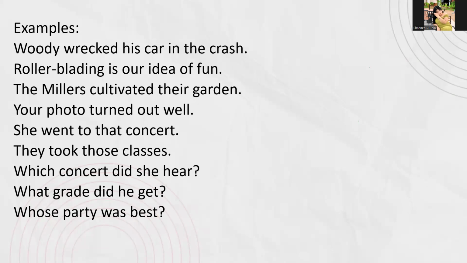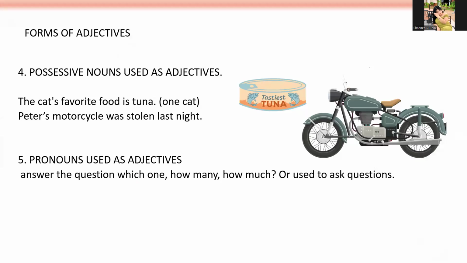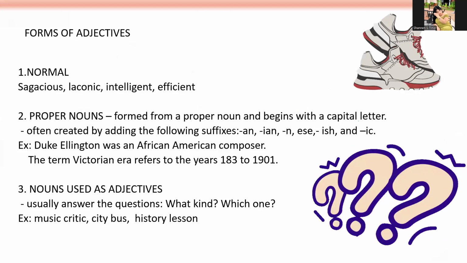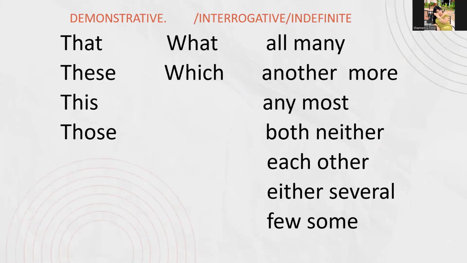So we did discuss the other forms of adjectives. Biglang serious yung tone, ano? Okay, so we have the normal form of adjectives, proper nouns used as adjectives, and nouns that can also be used as adjectives. Possessive nouns, pronouns as adjectives, which is number 5. These are the different pronouns that can be used as adjectives, okay?